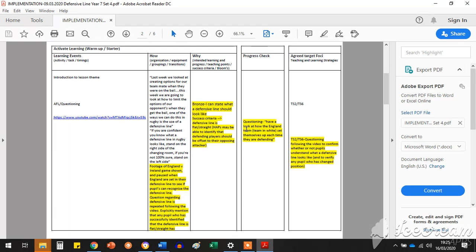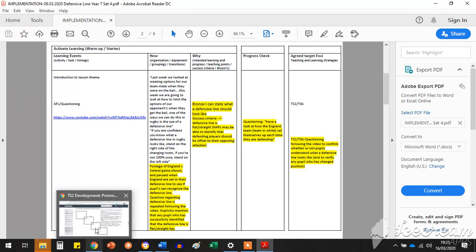So in order to promote those outcomes, I showed them a footage of an England-Ireland rugby game, pausing it when England had themselves set in a defensive line to see if the pupils could notice what England were doing each time that they were setting their defensive line. Then simply got pupils to stand on the right-hand side of the room if they felt like they were confident that they had a better idea of what a defensive line looked like, and stand on the left if they weren't sure.